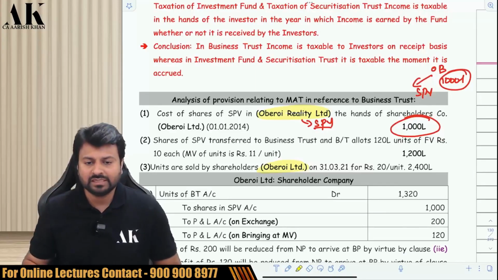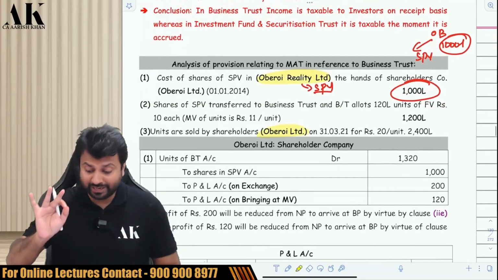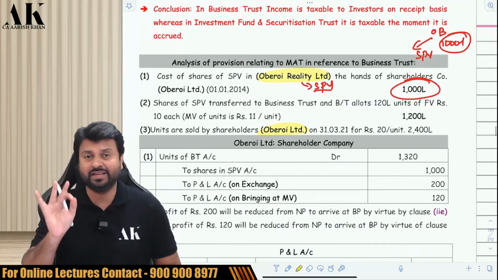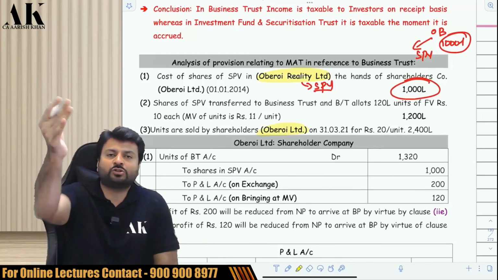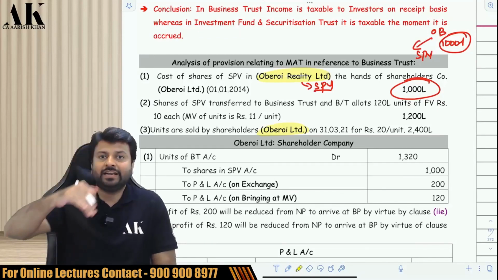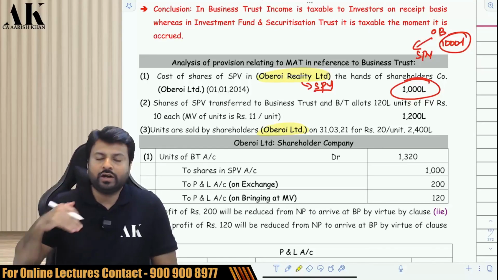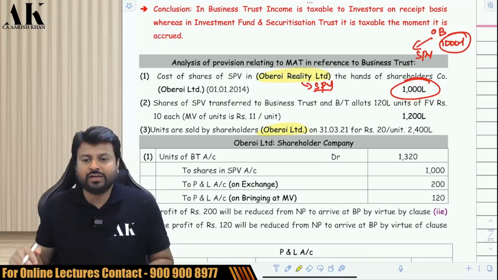Okay. Now suppose after some time, pay attention please, pay absolute attention. This is the absolute dangerous provision. After some time, what will the Oberoi do? Oberoi will give the shares to the business trust, and in return it will take what? Units. So whatever shares it is giving, it is taking units in return.